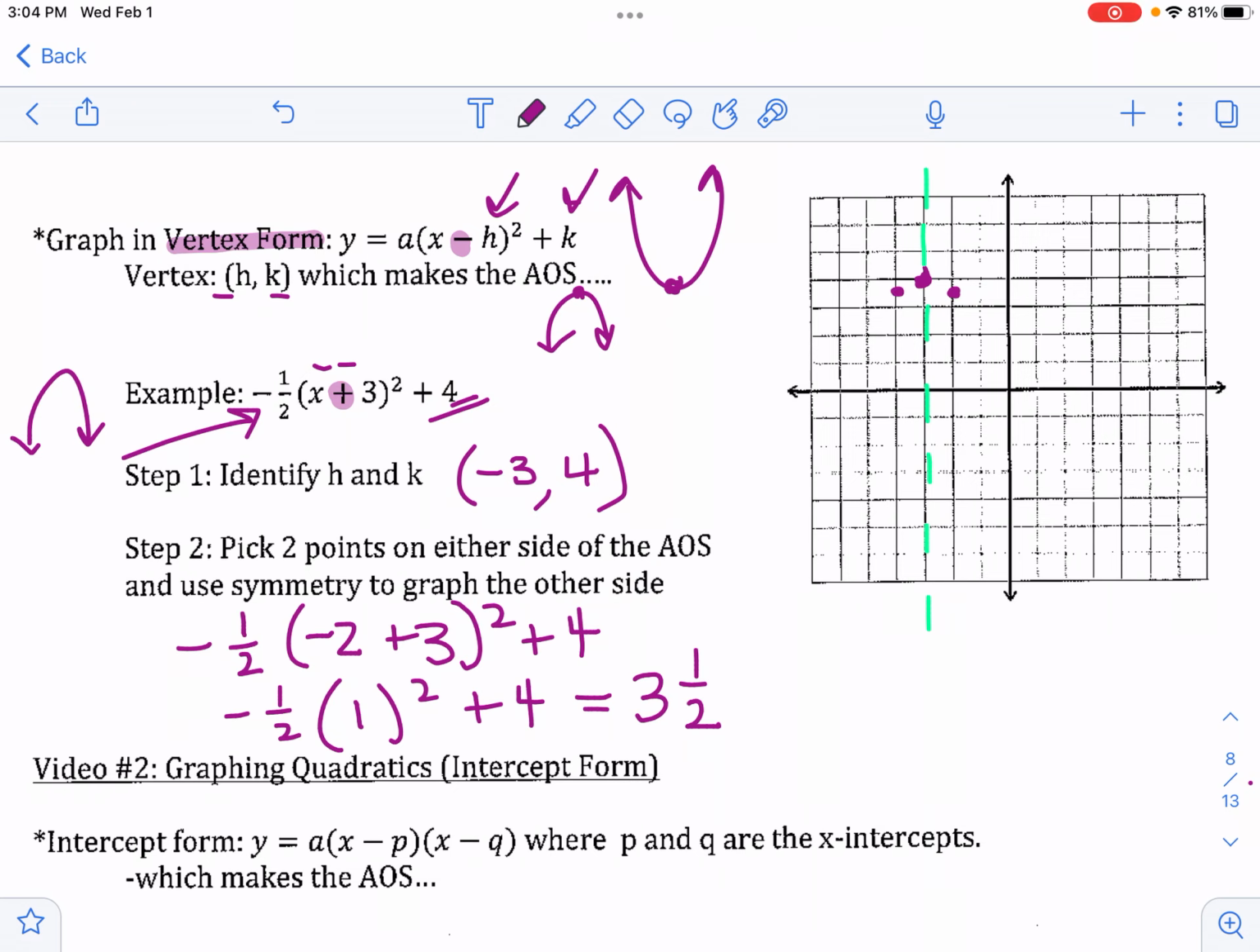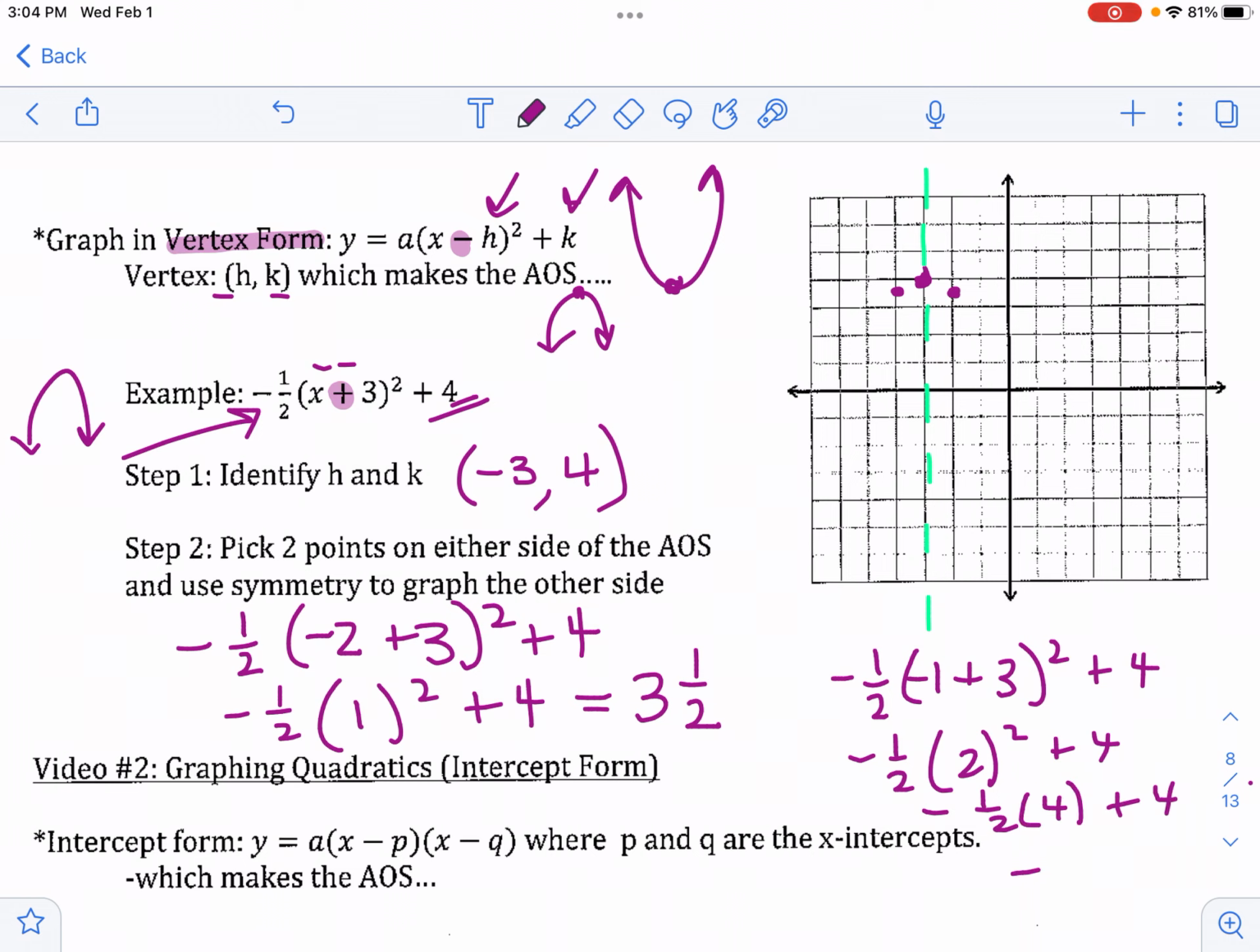All right, to check out something else, I can check out 1. So if I plug in 1, let's do -1, why not? Any points will work. All right, so I have -1/2 times 2 squared plus 4, or -1/2 times 4 plus 4, or -2 plus 4, which gives me 2. So I plugged in -1 and out popped 2. Using my axis of symmetry, I can get my mirror point over here, and I can connect these as a smooth curve to get my upside down u that I was expecting.